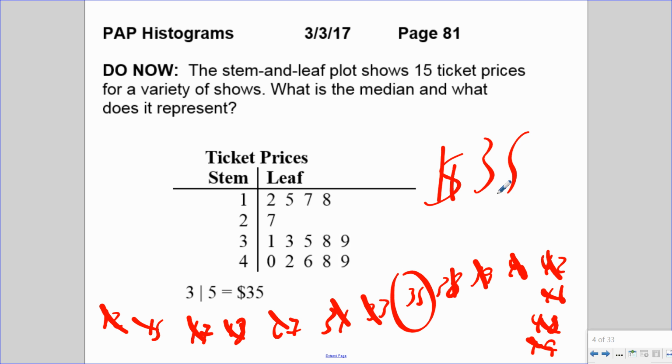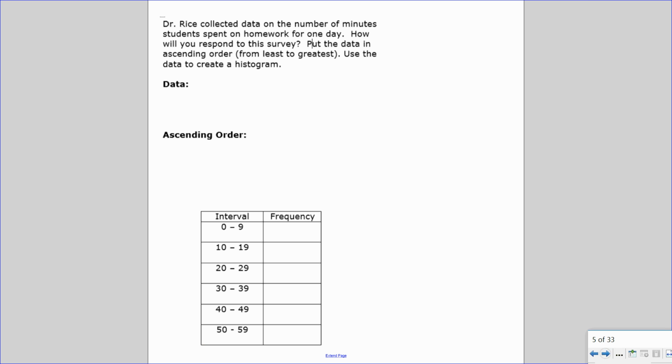$35 is the median. That means this is the halfway point. That means there are numbers that are below it. Half of the numbers are below it, and half of the numbers are above it. It's a halfway point.